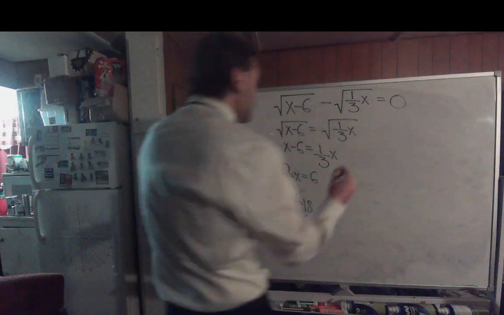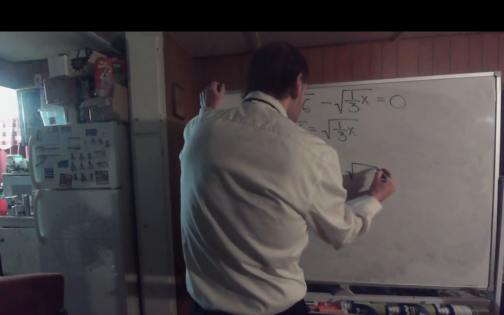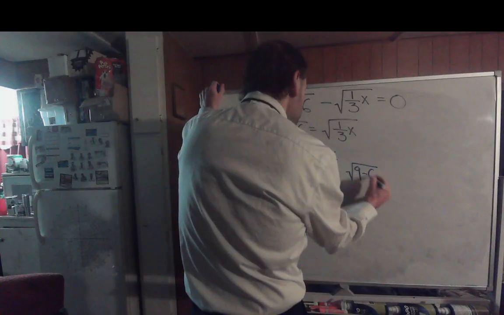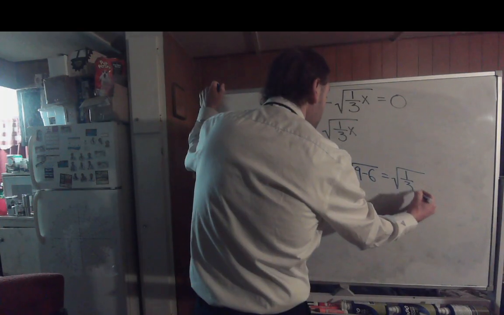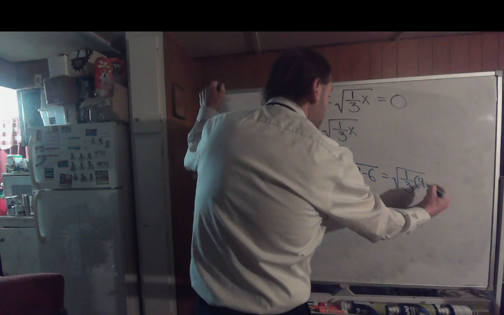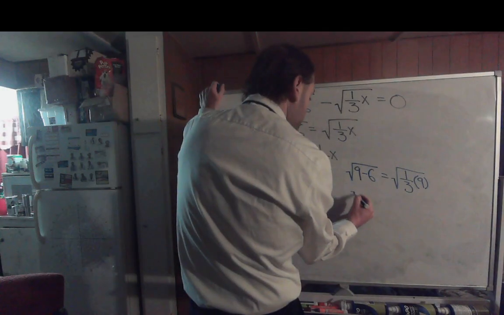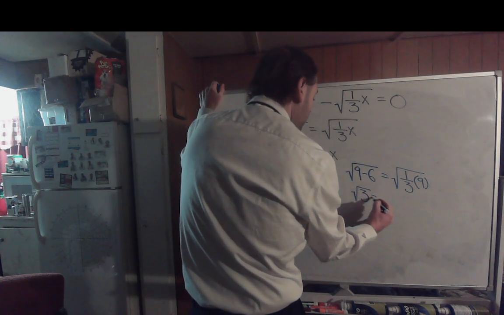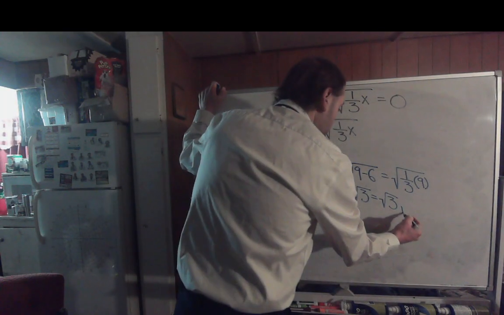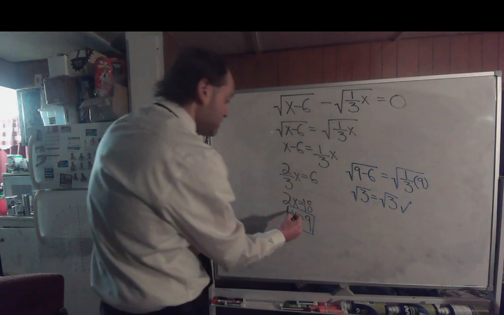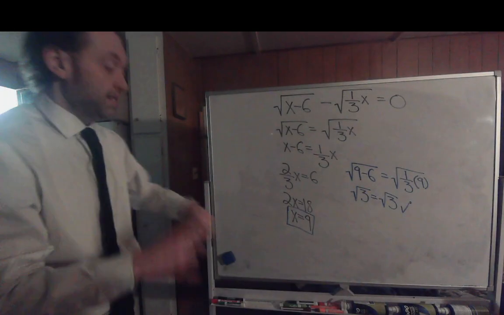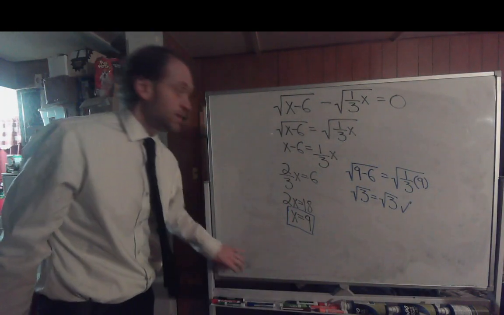So let's check that. The square root of 9 minus 6 equal to the square root of 1/3 times 9, which would give you the square root of 3 equals the square root of 3. This actually checks out. So the solution in this case is that x equals 9. X equals 9 works and is the solution in this case.